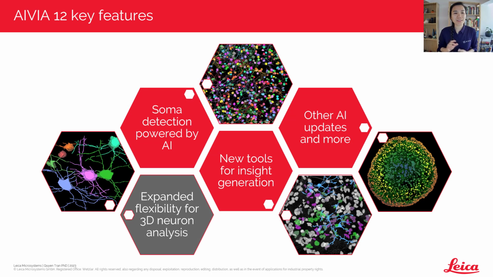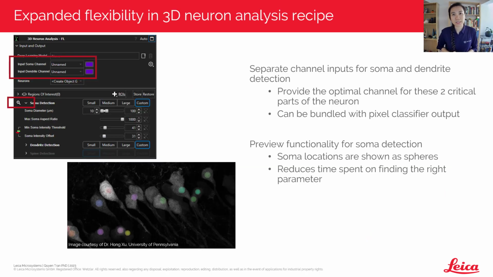Now, let's look at the next set of key features for Aivia, which is the expanded flexibility of our 3D neuron analysis recipe. There are two updates here. First, we have separated the channel input for Soma and dendrite. This allows you to utilize the most optimal channels you have for these two critical components. It also allows you to bundle this with the pixel classifier output, which I'll show you a little bit more in our demo later on. If you only have one channel for both Soma and dendrite, don't worry, that's not a problem. You can simply select the same input channel for both the Soma and the dendrite.